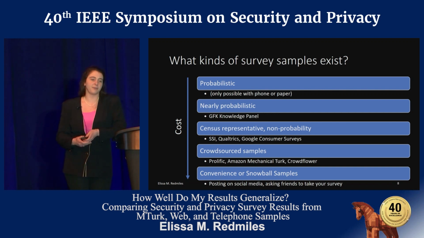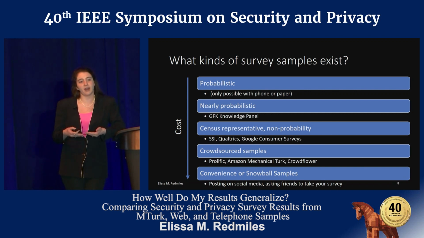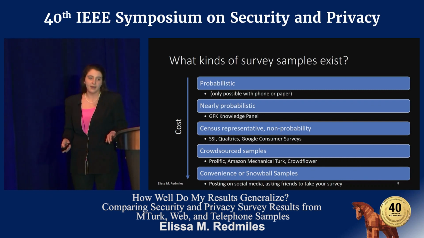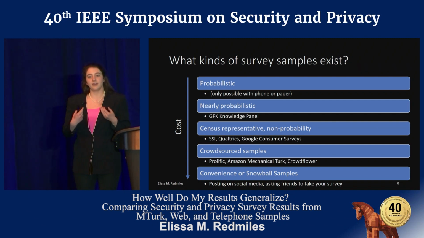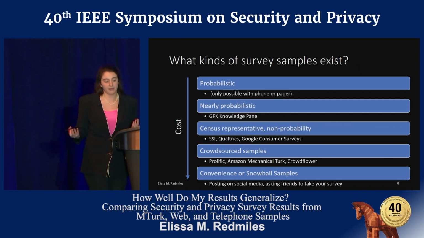If you use one of these panels, you can get respondents whose demographics look like the US population, but you can't do this kind of weighting because these participants weren't randomly sampled, and they're a little bit different than your average participant because they get surveyed a lot.